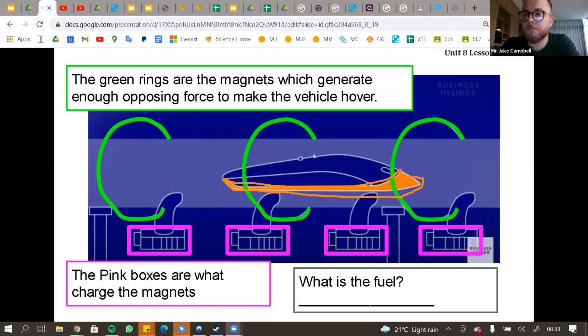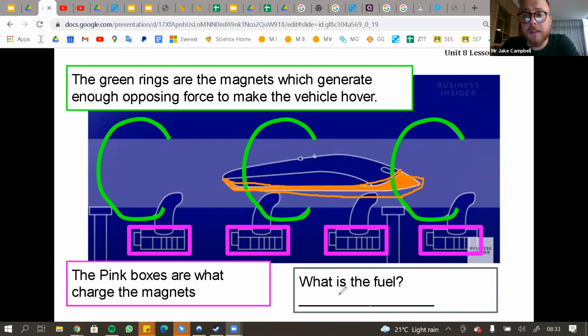What is the fuel? If they're magnets, what is the fuel? Batteries. What's the fuel for the batteries? Electricity. Where does electricity come from? Mr. Jack, yes, David. The pink box generates the magnet. No, generates electricity. I know, charge the magnet. Yeah, charge the magnet. Charge means puts electricity into it. So when you charge your phone, you're putting electricity in your phone.